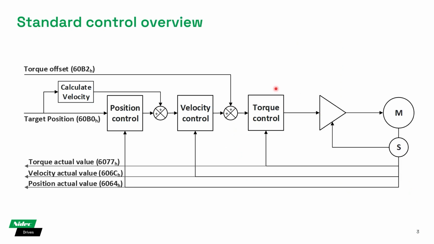So, just a quick overview of the control. This is a kind of replica of the diagram from the DS402 standard, the standard upon which EtherCAT is based. And you can see here are the CAN objects which are used in our EtherCAT message PDOs. And the standard one that you get is this one, target position 60B0.